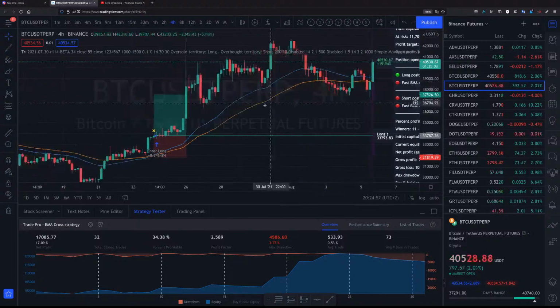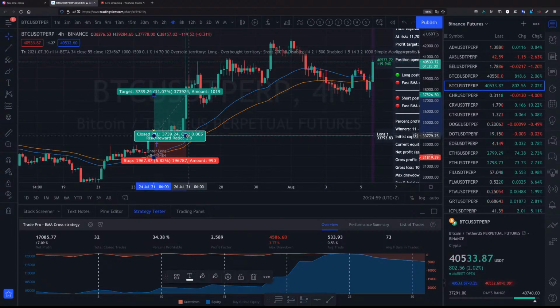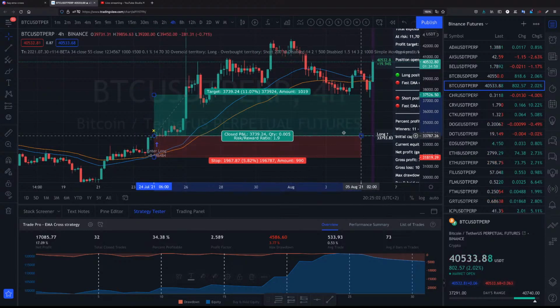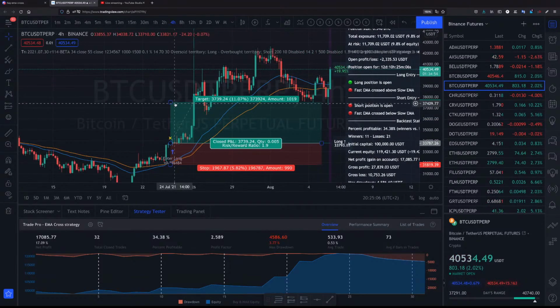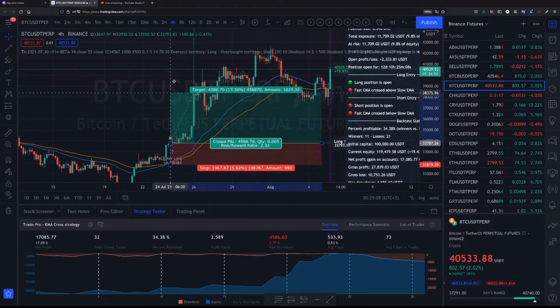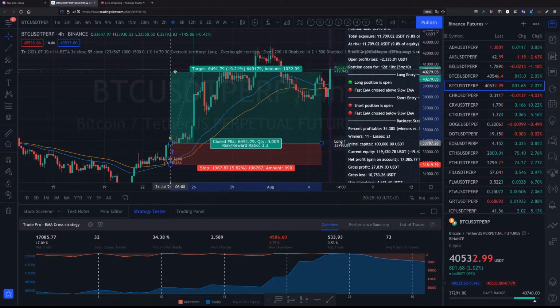Which did not happen yet. So this could have been a pretty nice run right here. But of course, you would have missed that opportunity right there. But we can see here, it's quite good profits right here.